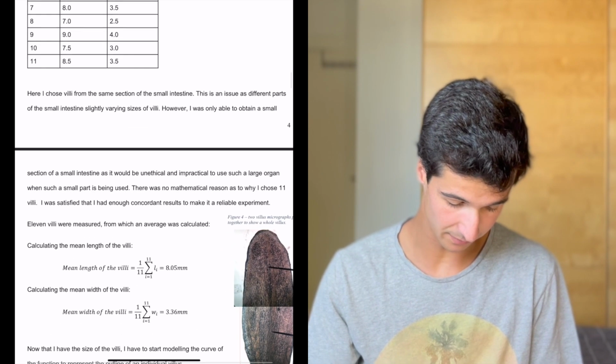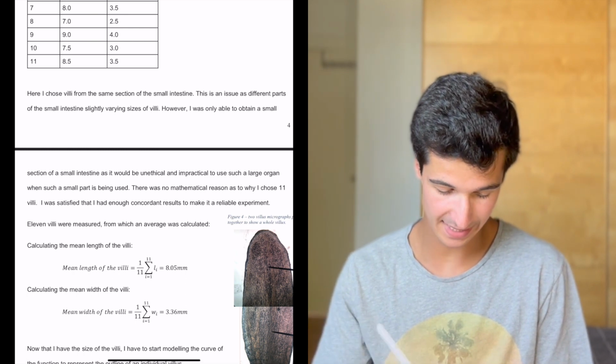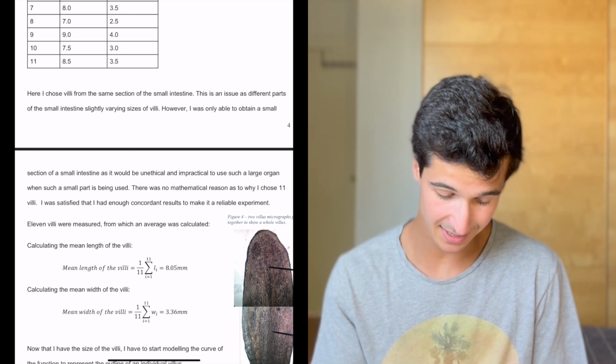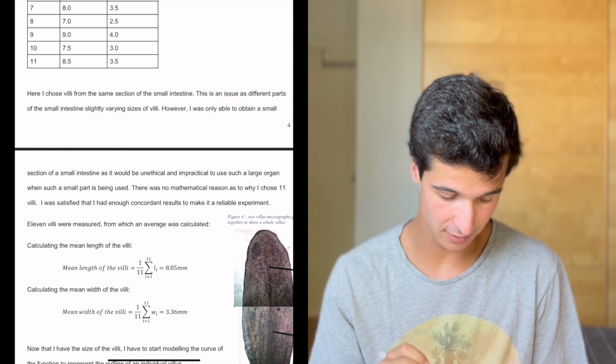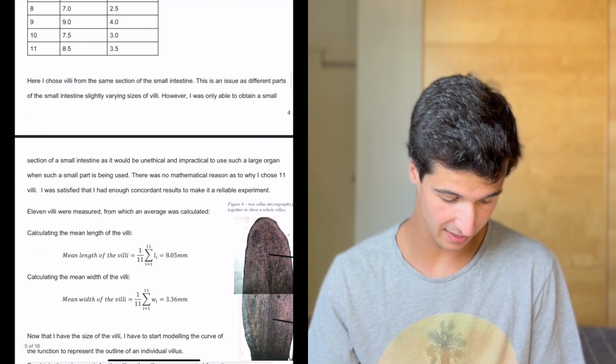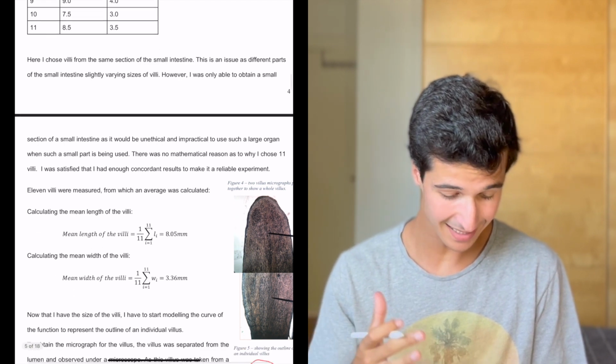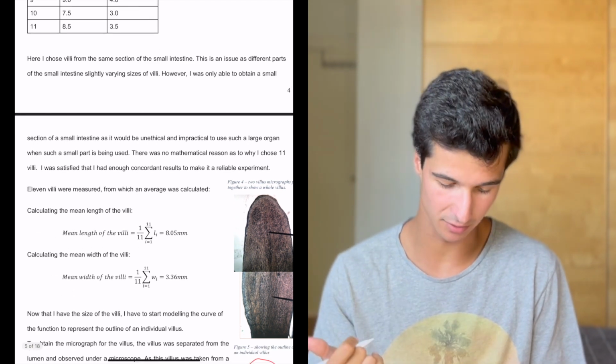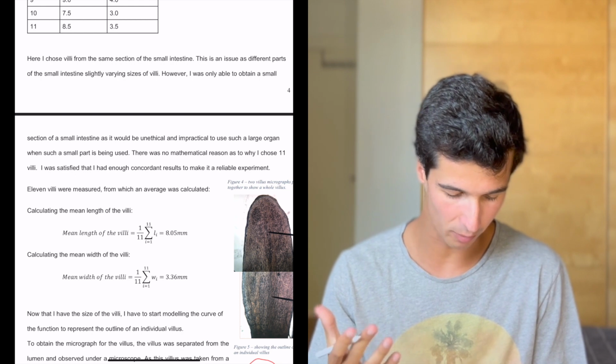Okay, here is something important. I chose villi from the same section of the small intestine. This is an issue, as different parts of the small intestine have slightly varying sizes of villi. However, I was only able to obtain a small section of small intestine, as it would be unethical and impractical to use such a large organ when such a small part is being used.